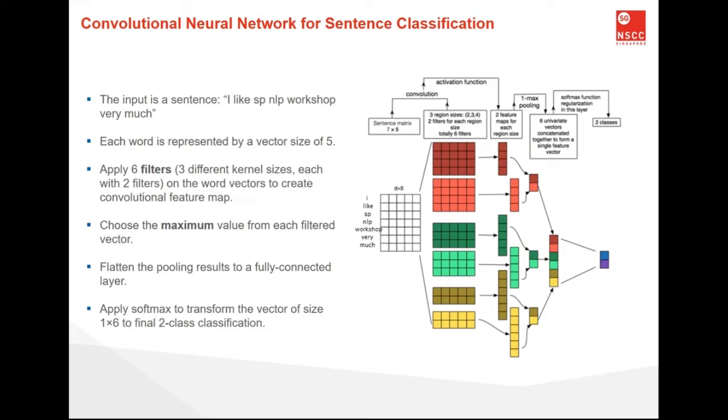The next important step is to calculate the output feature map from the convolutional layers. We will choose the maximum value from each output feature map, and this is called the maximum pooling operation. Subsequently, we will flatten the pooling result into a fully connected layer and apply the softmax activation function to transform the fully connected layer to the 2-class classification.